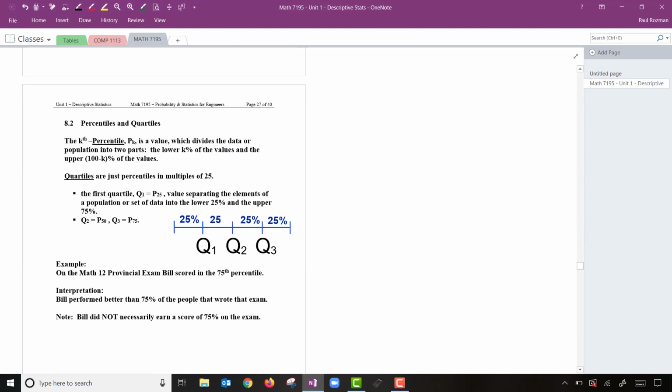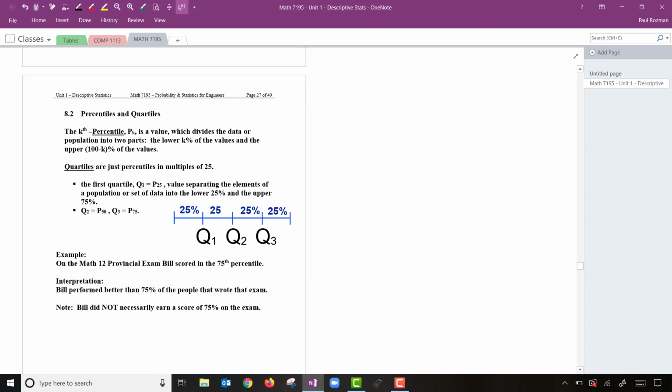Moving on to another measure of position, we'll talk about percentiles and quartiles next. You've probably heard of these before. If you've ever had any standardized testing, maybe this is how you received your score. Percentiles and quartiles are just values that separate the bottom portion of the population from the top portion of the population. So it's basically just a cutoff.